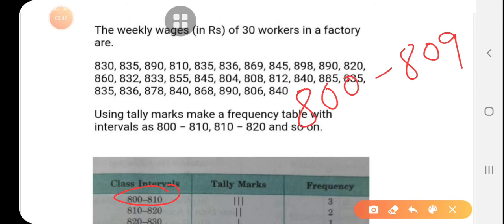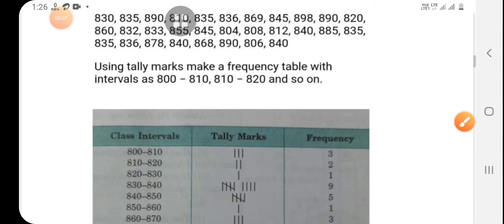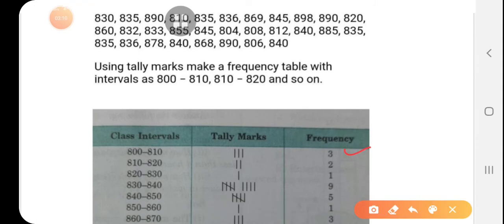Here, see, three numbers are there. One is 804, another is 806 and another is 808. So the count is 3. That means in the class interval 800 to 810, the frequency is 3. So this 3 is called the frequency, and the tally marks, 1 2 3, denote the 3. So we will write it here.